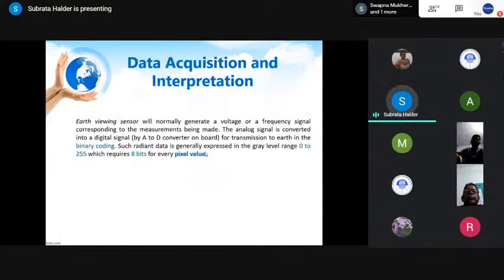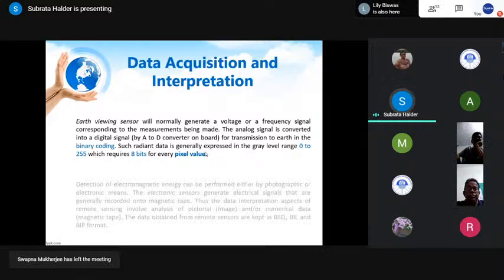Data acquisition and interpretation. Earth viewing sensors will normally generate a voltage or frequency signal corresponding to the measurement being made. The analog signal is converted into a digital signal for transmission to the Earth in binary coding. Such radiance is generally expressed in a gray level range from 0 to 255, which records 8 bits for every pixel value.